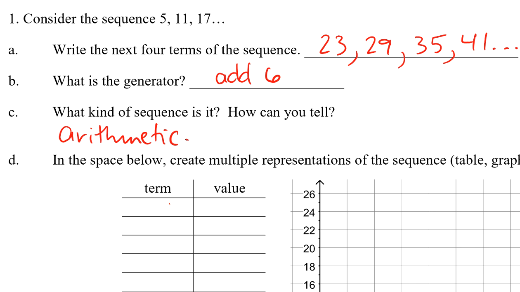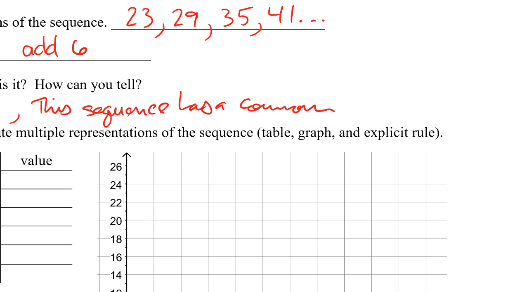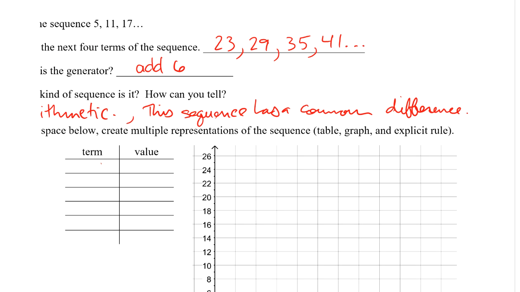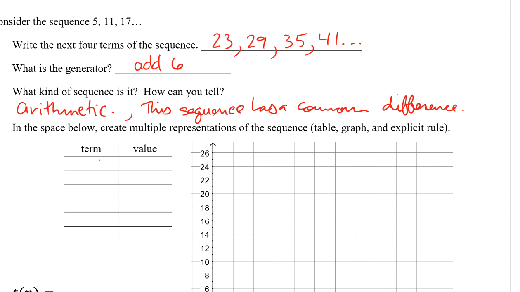The reason why I know that it's arithmetic is because the sequence has a common difference, which means that we're adding the same thing each time. And by the way, it could be that what we're adding each time is a negative number also, in which case the sequence would be decreasing, but this one is adding something.